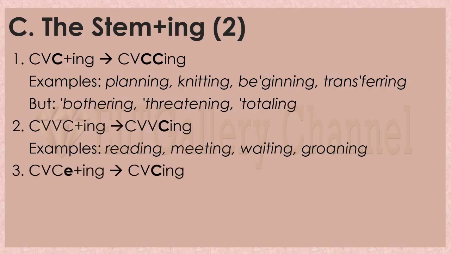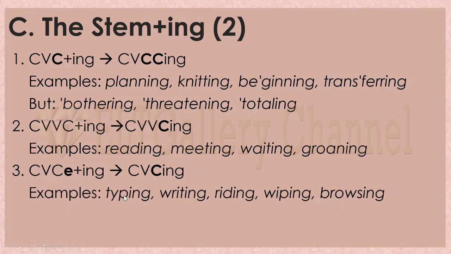Then if the word ends with the letter E, then the letter E is dropped. We have consonant, vowel, consonant, and the letter E, and the letter E is dropped before the ing is attached. For example, you have type. Type is with an E over here, but in typing the E is dropped. Writing, wiping, and browsing. So the letter E is dropped before the ing form is added.